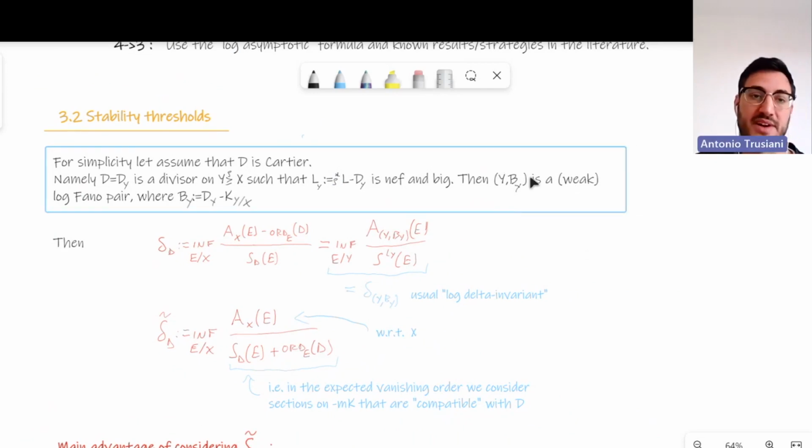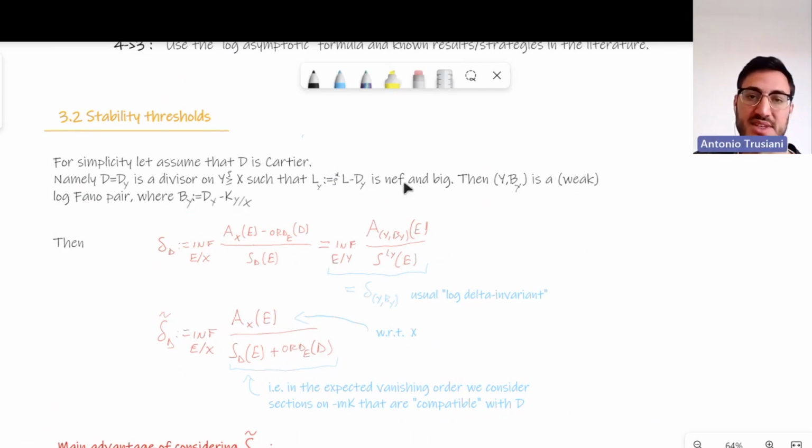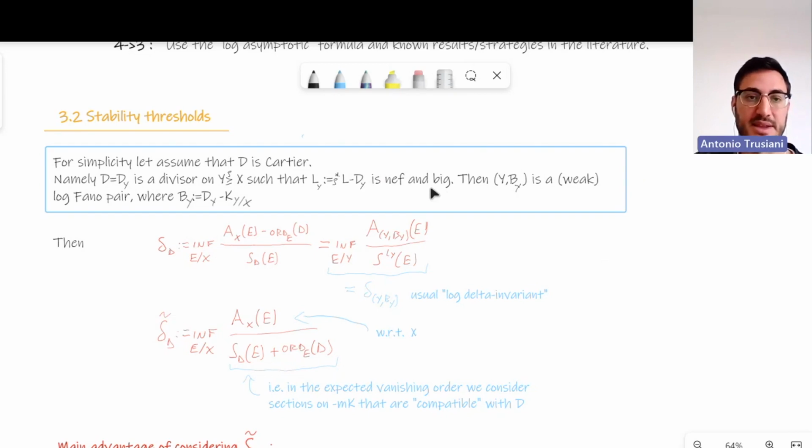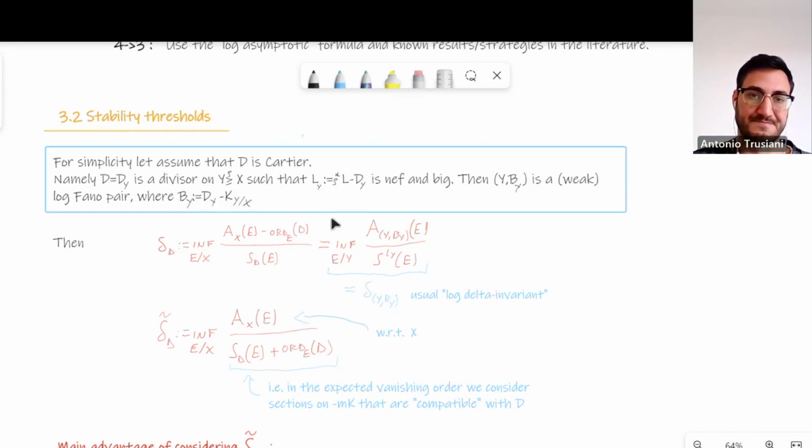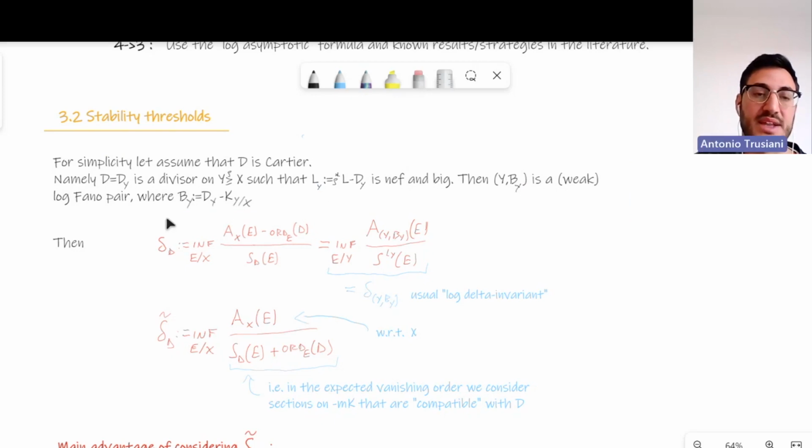Then we have a log Fano pair, actually a weak log Fano pair because it's not ample but it's nef and big, but that does not matter. So we have this line bundle L_Y and this boundary B_Y. Then we can define these two quantities. The first quantity goes back exactly to the usual log delta invariant.